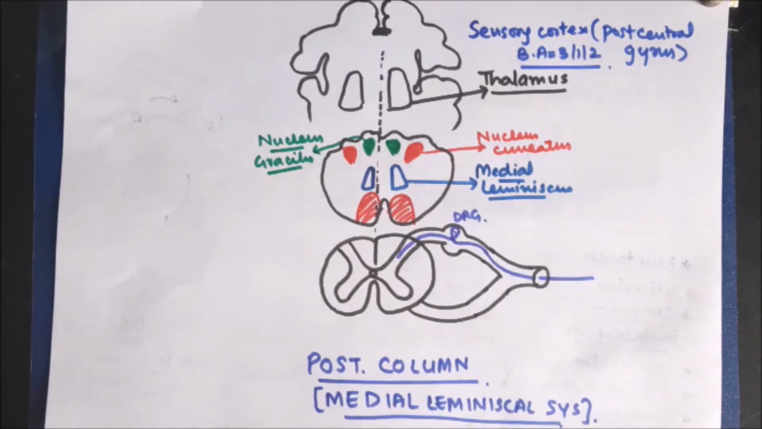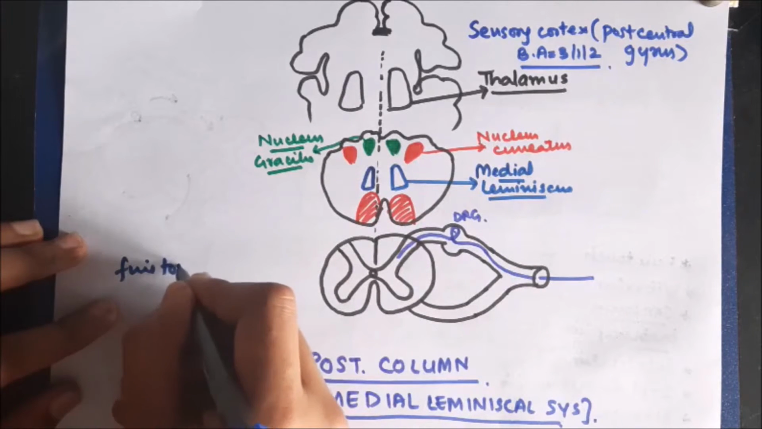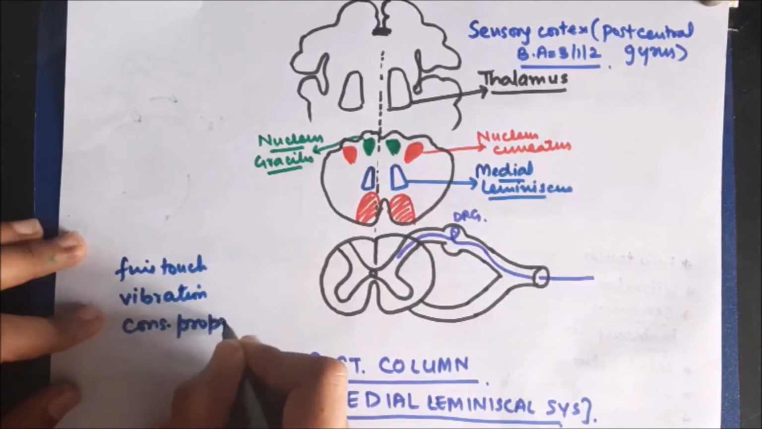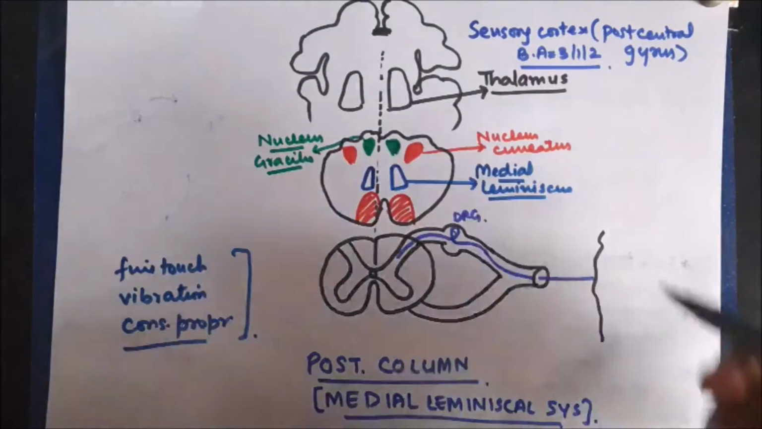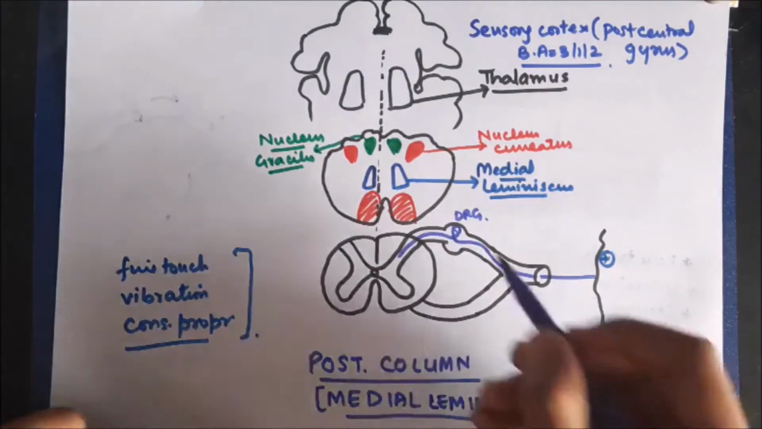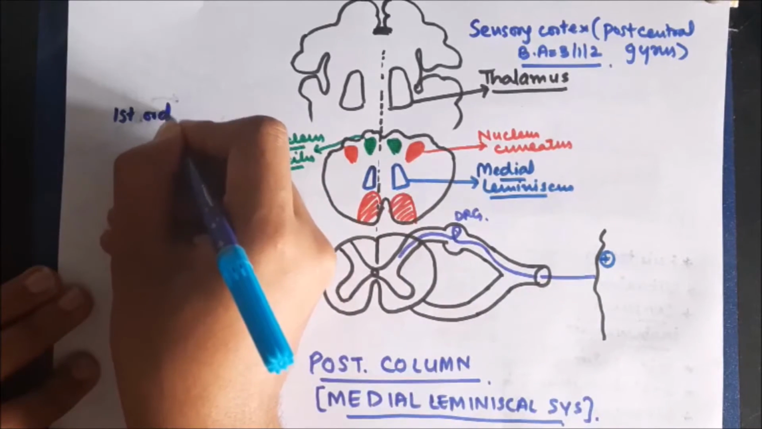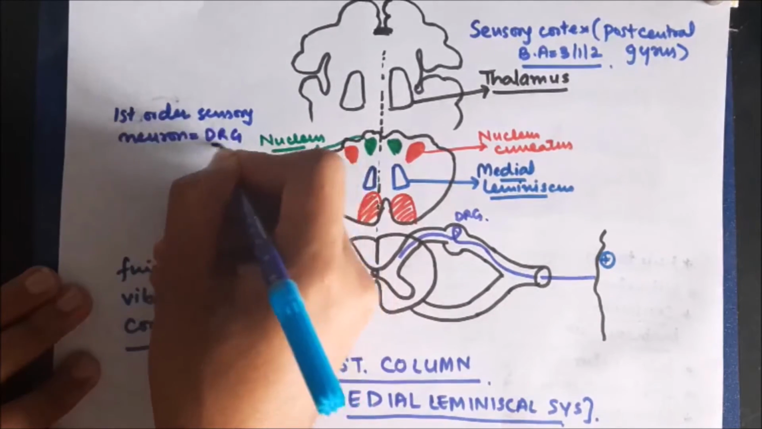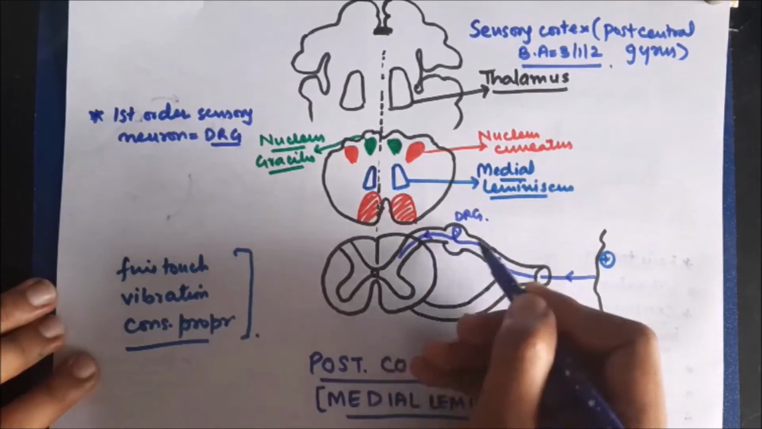Now the fibers of the posterior column carry sensations of fine touch, vibration, conscious proprioception, etc. So these are the sensations which are carried by this. Let us say this is skin, so there is a sensation of fine touch at the skin, and the sensations are carried by the fibers of the posterior column. So the first order sensory neuron in this case is the dorsal root ganglion cell. The fibers from the periphery are carried by the dorsal root ganglion cell. So the DRG cell is the first order cell, and it carries fibers towards the spinal cord.